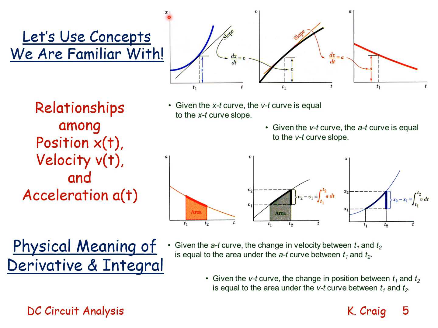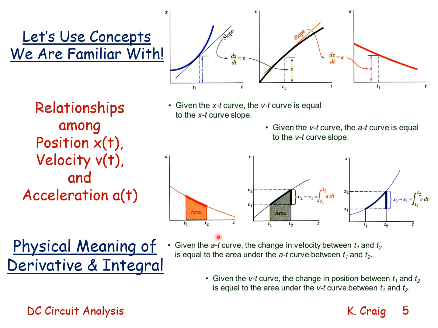If I look at the position versus time curve, the slope of the curve at some time t1 is equal to the value of the velocity at that time t1. And the slope of the velocity versus time curve at time t1 is equal to the value of the acceleration at time t1.